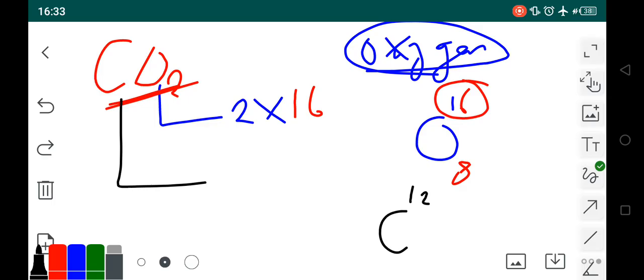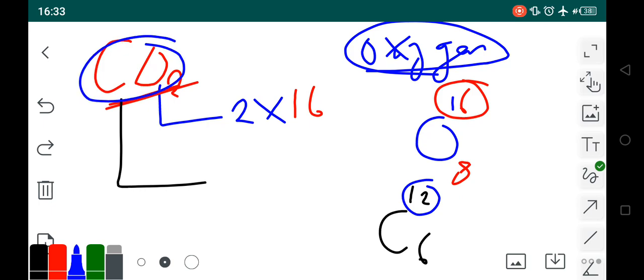It has 12 and 6. So now I'll pick 12 because that is the mass of carbon. And in this carbon dioxide, there is just 1 carbon. So it's 1 times this mass number right there, and that is 12.